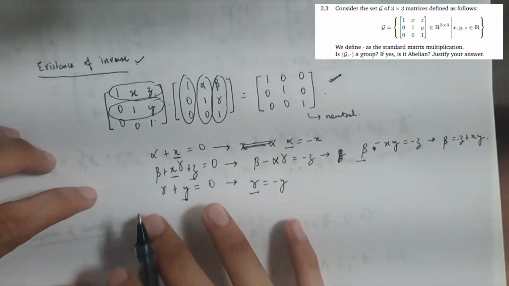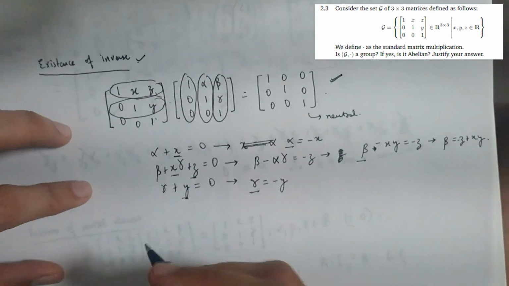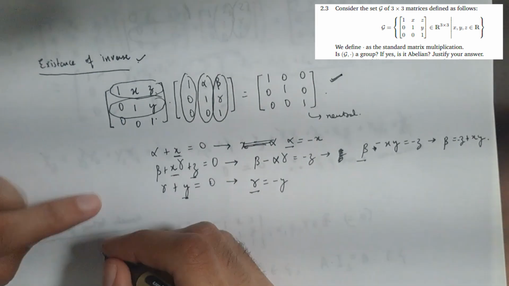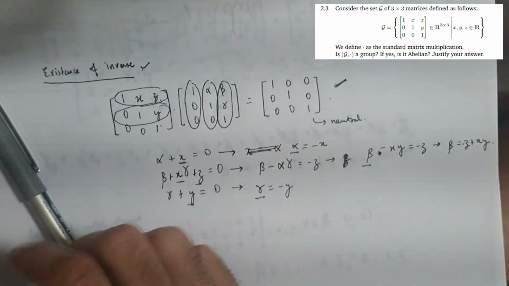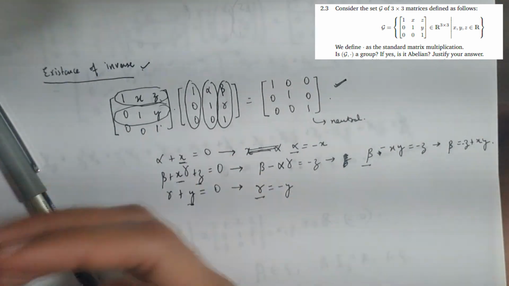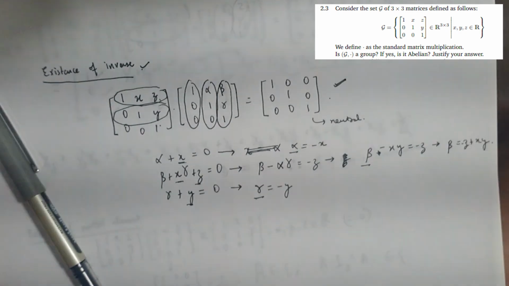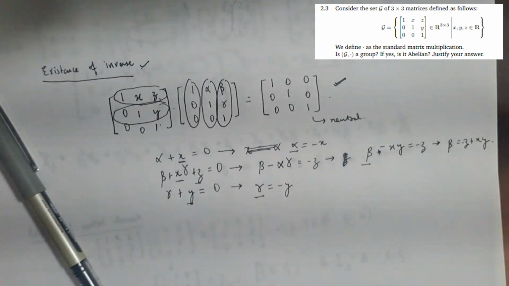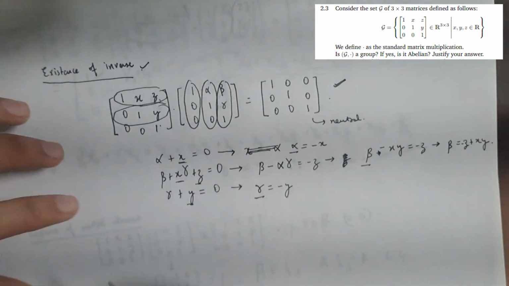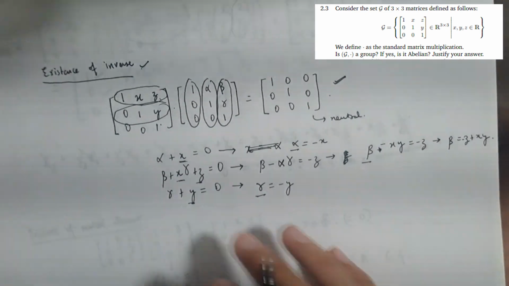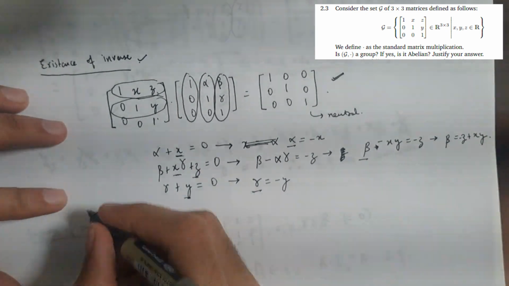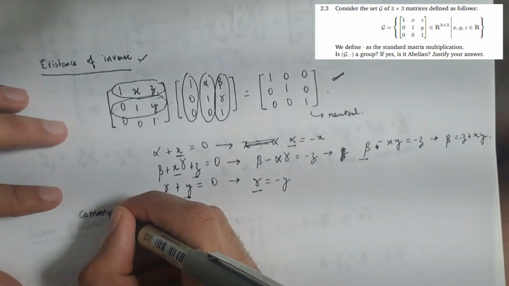So we've proven that this is a group because it's closed, it is associative, there's existence of a neutral element, and there's existence of an inverse element. So 4 things proved. Now let's see if it's an abelian group. So it's definitely a group. We've answered the first part. For an abelian group, we have to check if it's commutative.